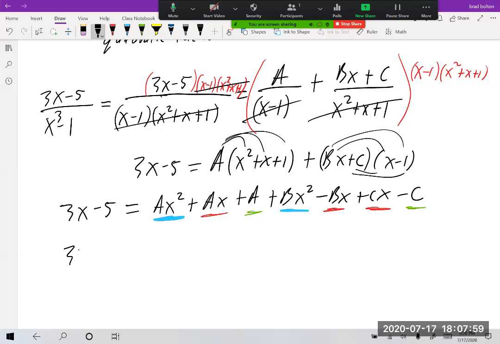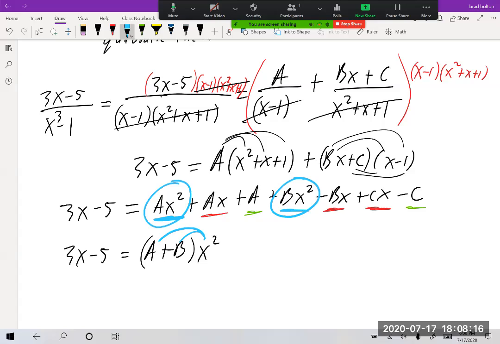So when I regroup this, this becomes 3x minus 5. And now I'm going to say that this is a plus b times x squared. So look right here, I took this and this and factored out an x squared. Now, if I distribute the x squared, will I get back to the top? Will I get back to ax squared plus bx squared? Yes, I will. So this is legal to do. It's okay to write that.